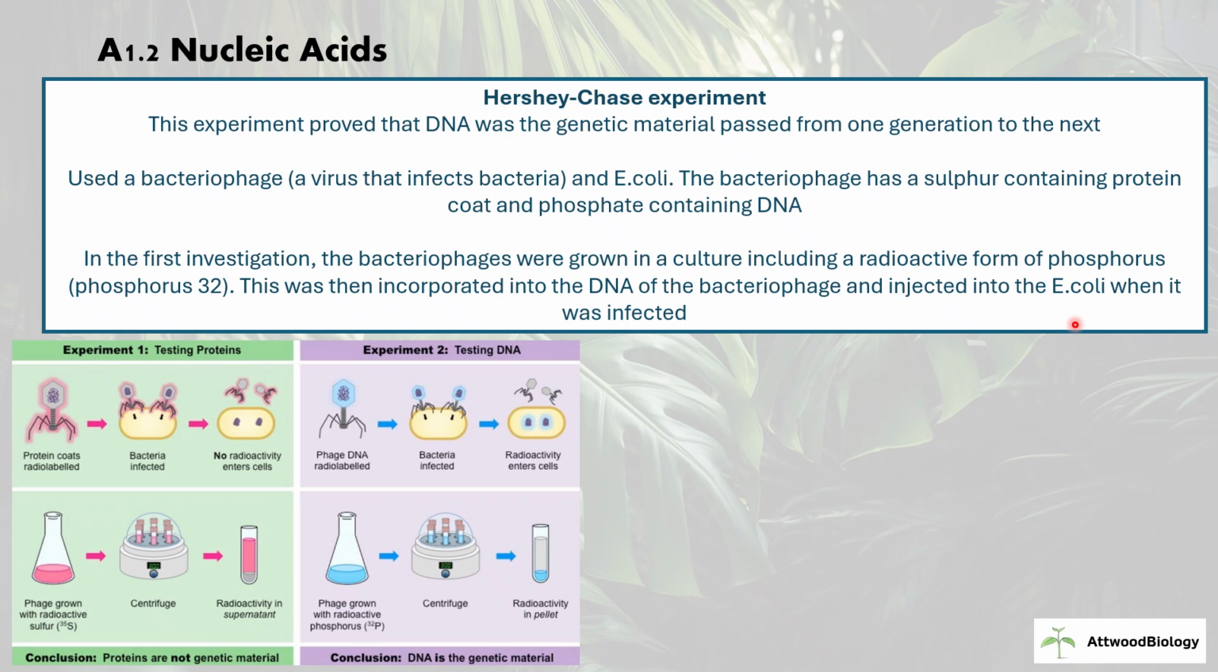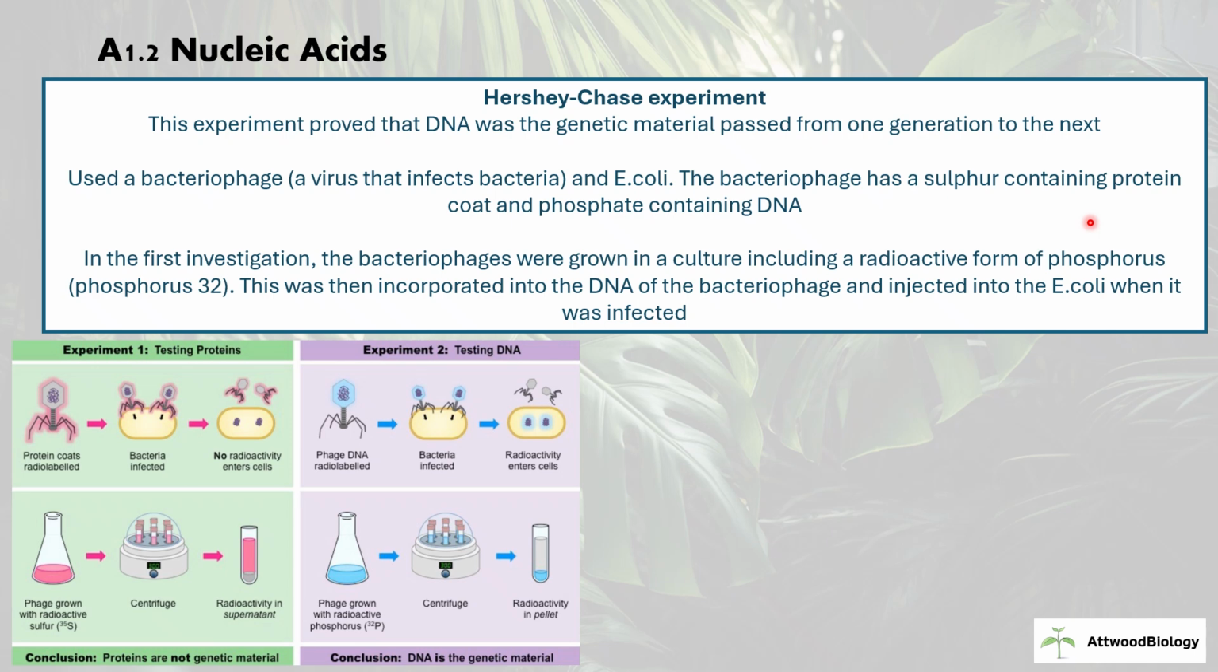What they did was they used a bacteriophage, which is a virus that can infect bacteria, and they used E. coli. So obviously this bacteriophage is able to infect E. coli. The bacteriophage has a sulfur-containing protein coat and phosphate-containing DNA. So DNA always contains phosphate, as we saw in the earlier content, but it doesn't contain sulfur. And again, protein contains sulfur, but it doesn't contain phosphate, and that's really important in this investigation.